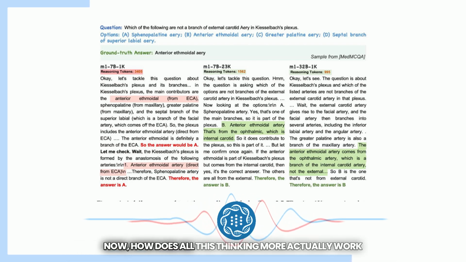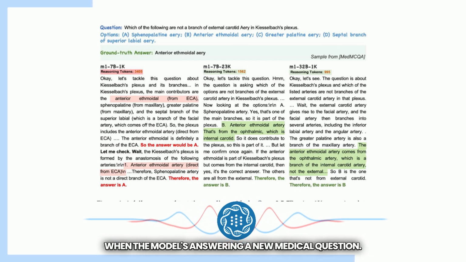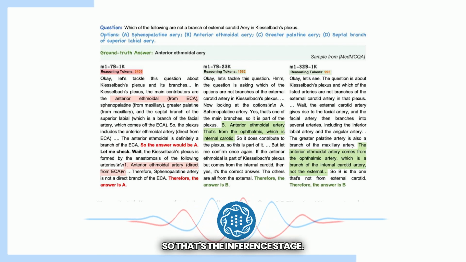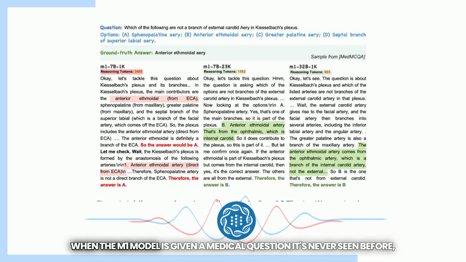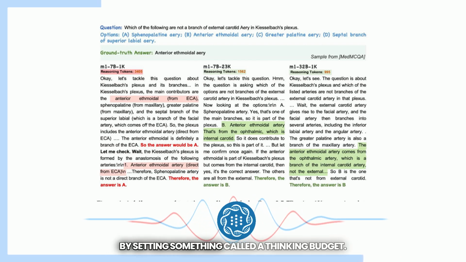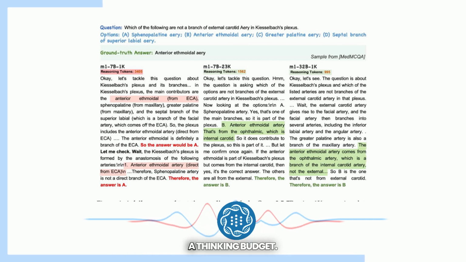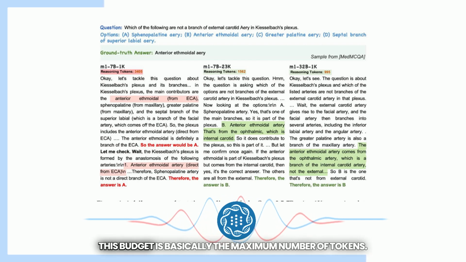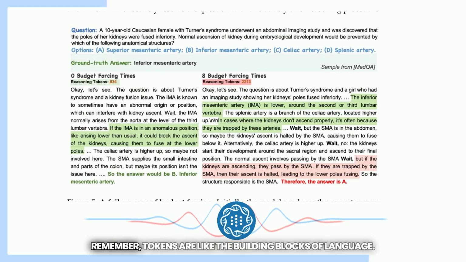All right, so we've covered how they got the data and trained these models. Now, how does all this thinking more actually work when the model's answering a new medical question? So that's the inference stage. When the M1 model is given a medical question it's never seen before, the researchers can control how much it thinks by setting something called a thinking budget. This budget is basically the maximum number of tokens. Remember, tokens are like the building blocks of language.